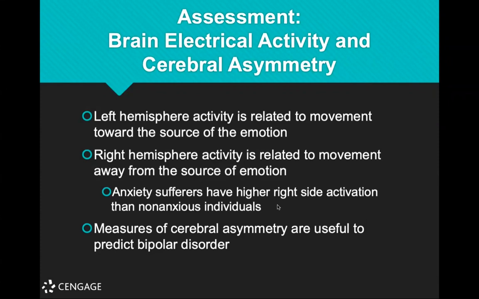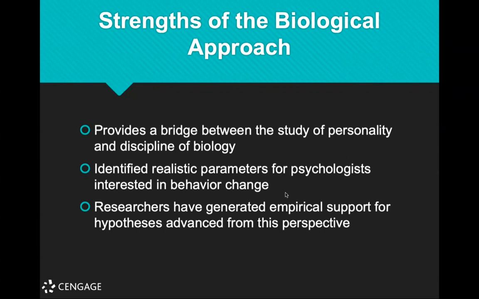And so measures of cerebral asymmetry were useful in predicting bipolar disorder, where you find people on the manic or depressive ends. On the manic side, their left hemisphere is very activated. On the depressed side, their right hemisphere is very activated. So it was a very interesting observation made to predict bipolar disorder, right? If you see someone with this pattern, you will be able to predict that they might have a predisposition to bipolar, which is like high highs, low lows kind of an experience.